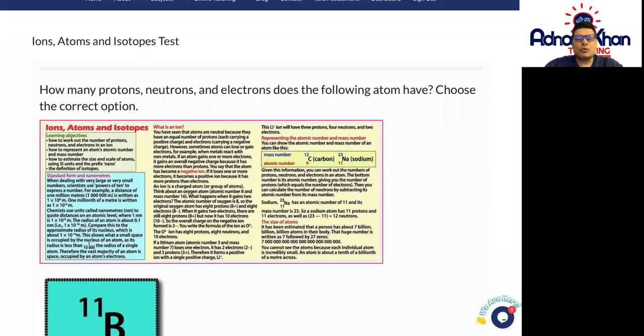They lose or gain electrons because they're constantly interacting and colliding with each other. When they do this, they form charged particles called ions. For example, if the atom loses one or more electrons, then it becomes a positively charged ion. If the atom gains one or more electrons, it becomes a negatively charged ion.